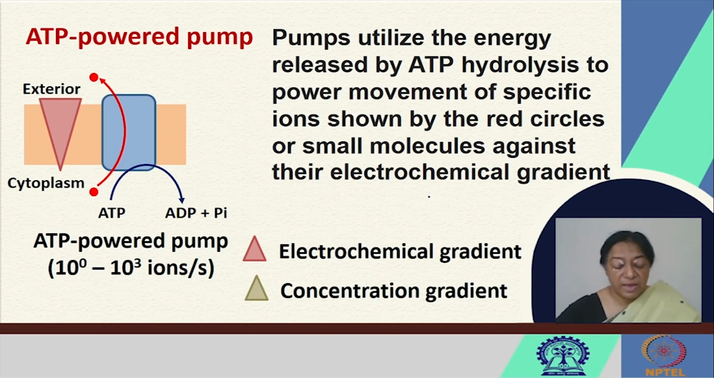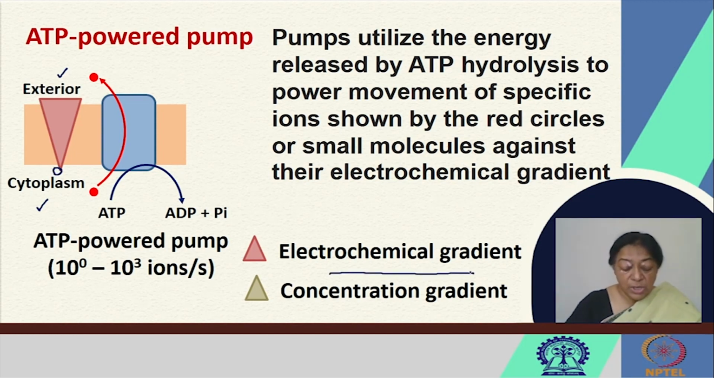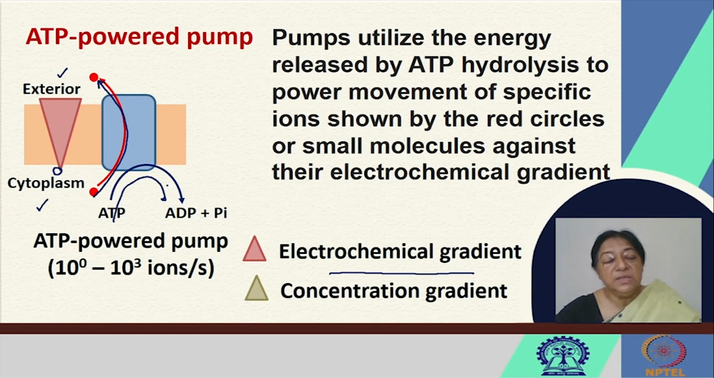So the pump that we have, and what these arrows indicate, so this is the exterior, this is the cytoplasmic part, and the narrow end indicates a lower electrochemical potential. So when we have a transport of the ion from a lower electrochemical potential to a higher electrochemical potential, we realize that this process is not favored. So what happens is we have the ATP hydrolysis that assists this pump in the transport of the ions shown by the red circle here across the membrane.